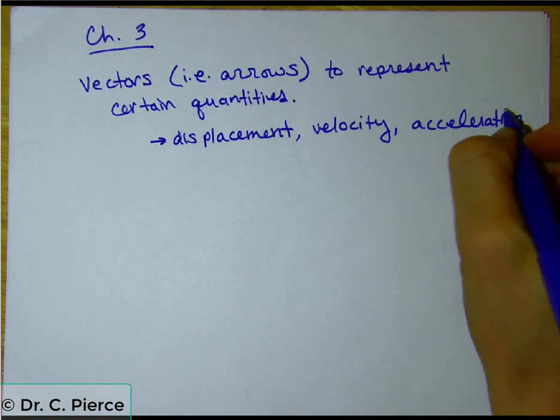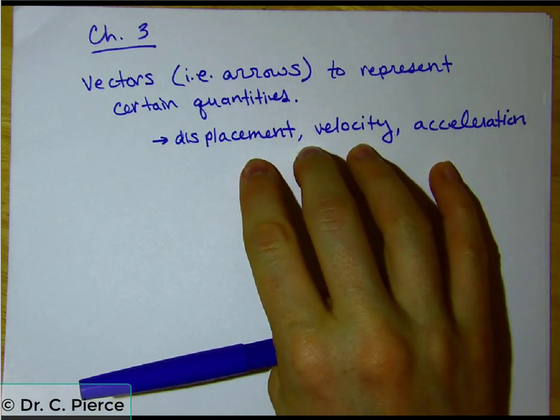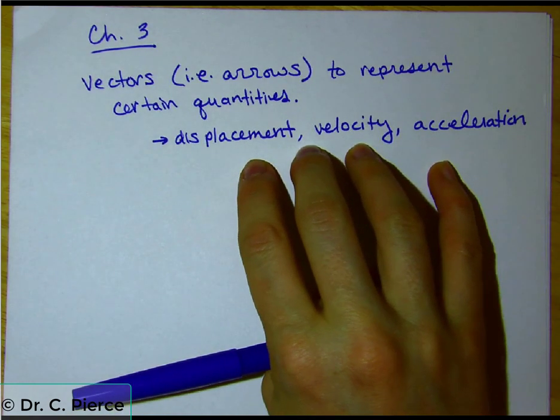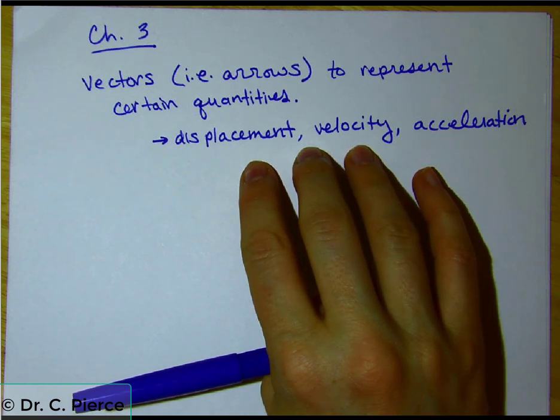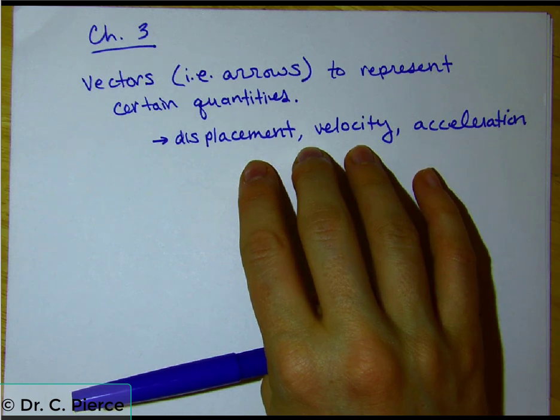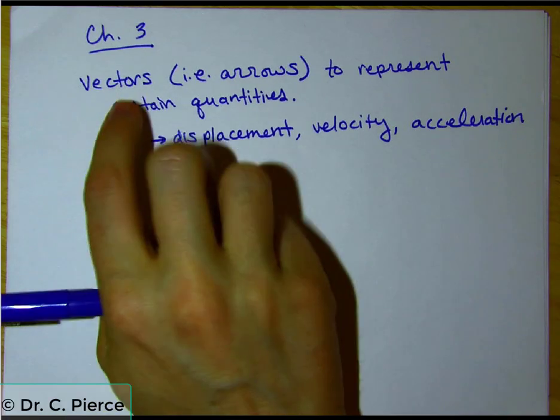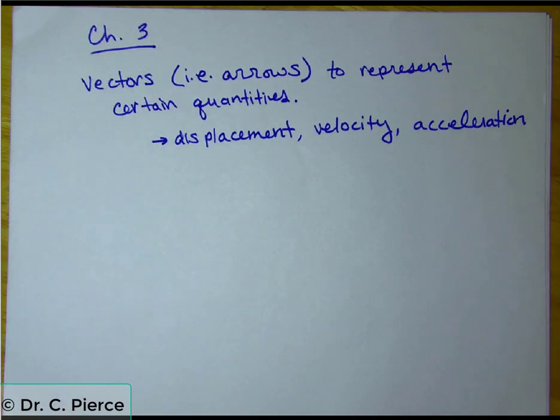But so far, we had only done one-dimensional, kind of backwards and forwards displacement, or left and right velocity. And so what we had been doing is just using a plus and a minus to indicate direction. But if we were going to get more complicated with that, we could use arrows to do that.